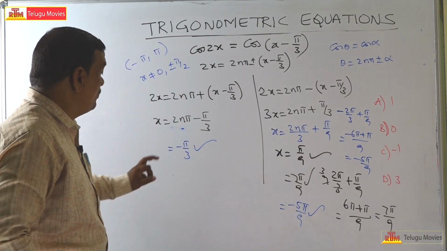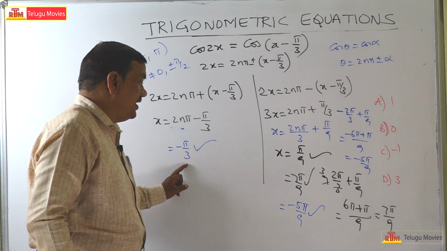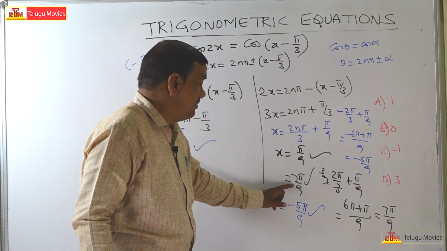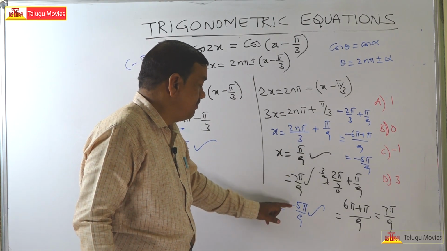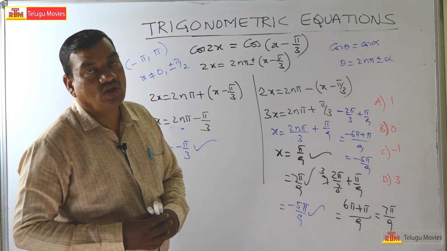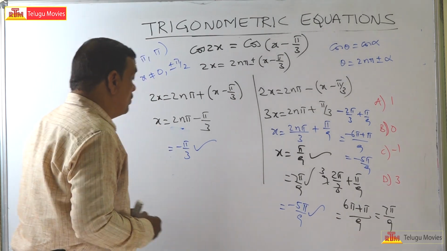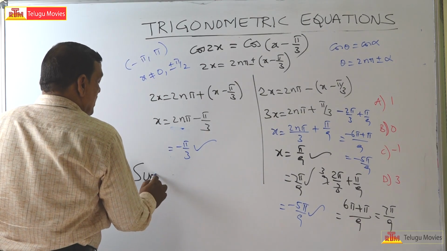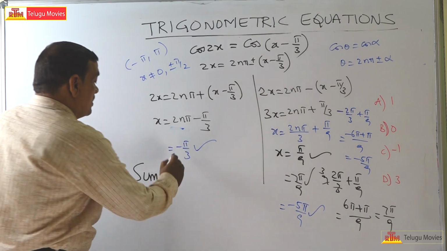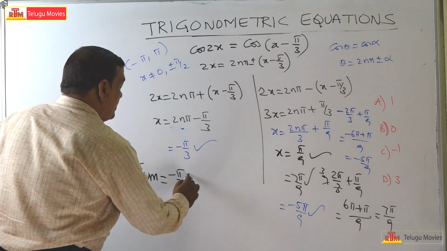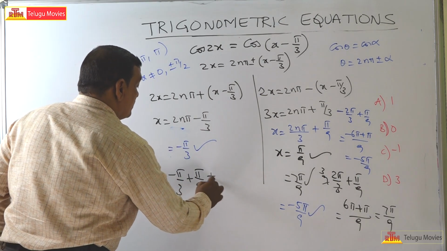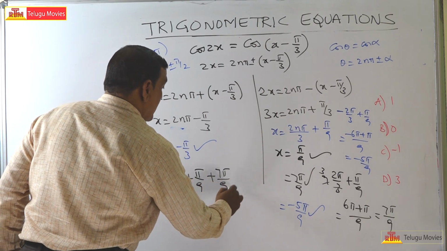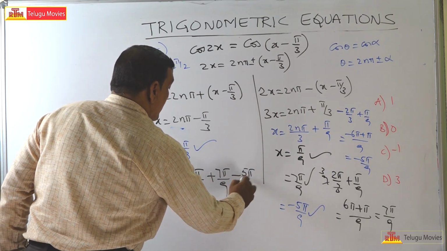So ultimately what we got? Minus pi by 3, 7 pi by 9, pi by 9, minus 5 pi by 9. He is asking to find out the sum of all these values. That is minus pi by 3 plus pi by 9 plus 7 pi by 9 minus 5 pi by 9.